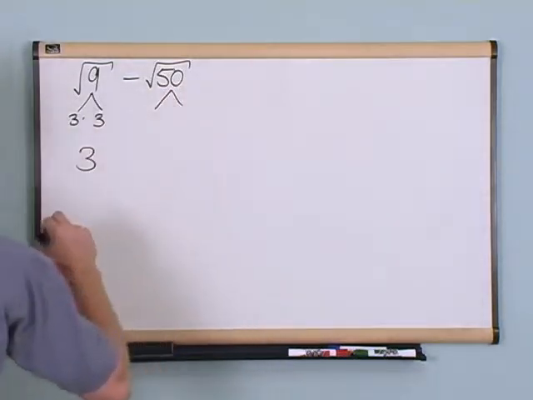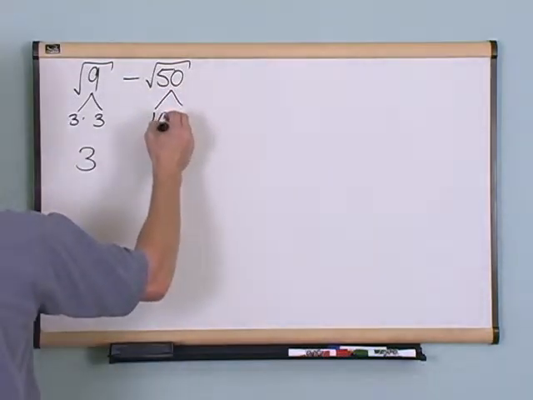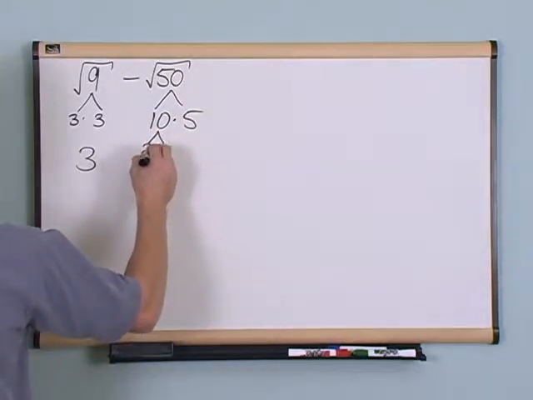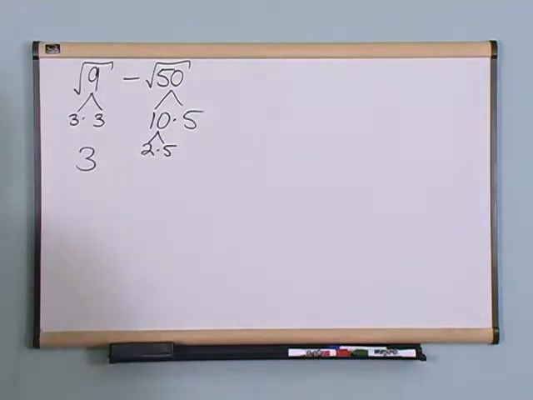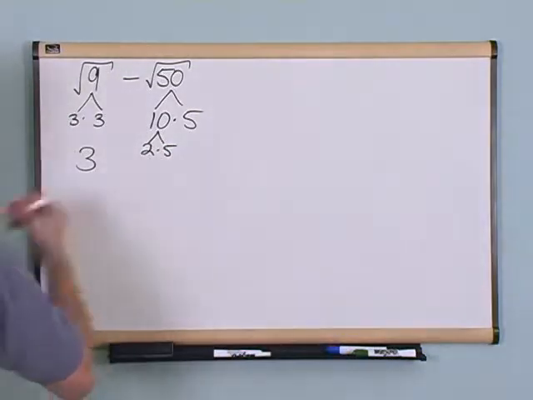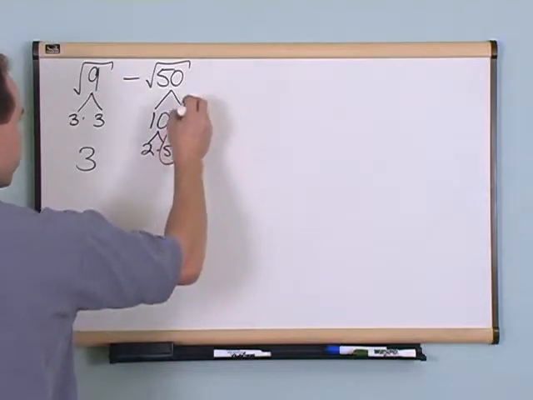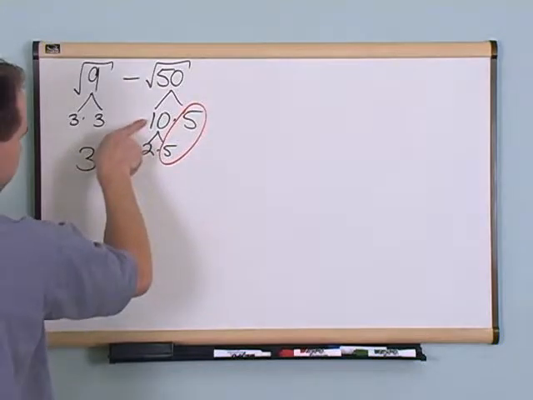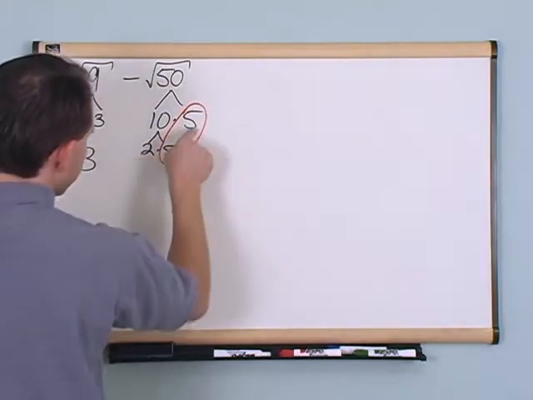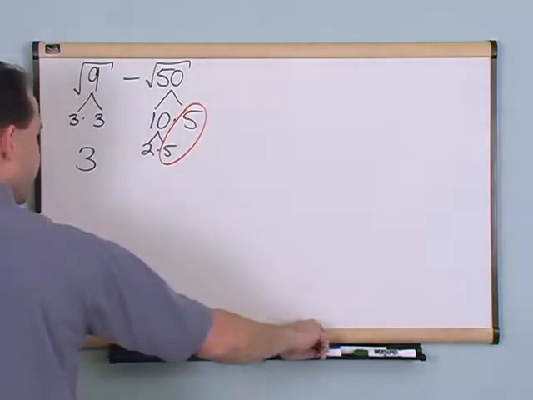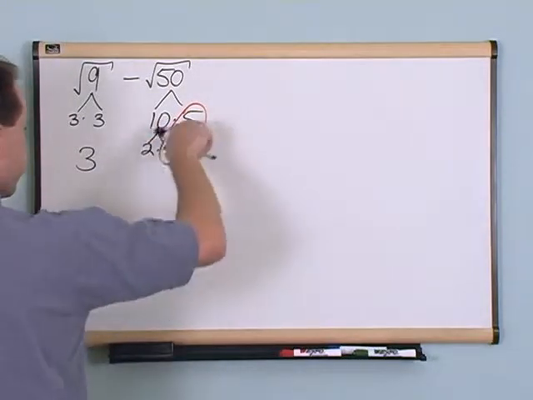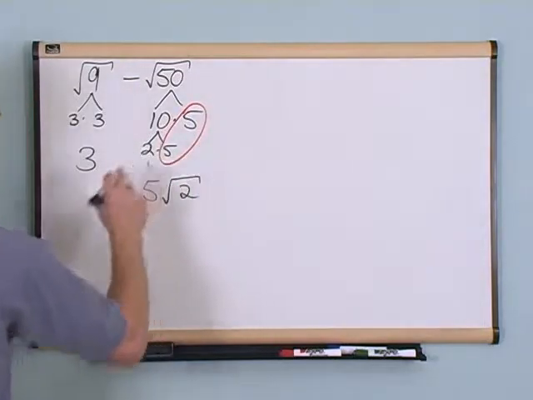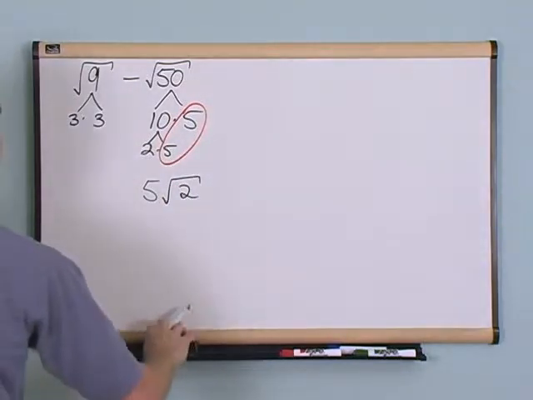50 is 10 times 5, okay? And 10 is 2 times 5. So if I'm looking for a pair here, here's a pair right here, because these are the lowest portions of the tree. 10 doesn't participate because it's up in the tree. You only look at the bottom parts of the tree for your pairs. So the 5 is going to be pulled out. I'm going to have 5 times the square root of 2. That's the answer for this.